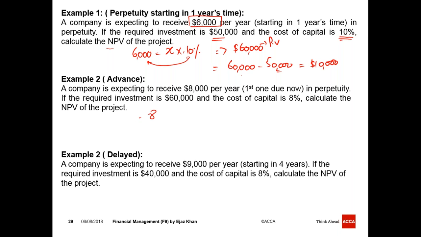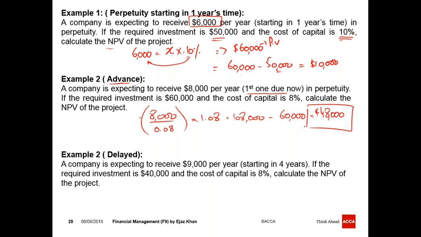So the first step will be 8,000 divided by 0.08. This will be the first step. And since it's advanced annuity, first one due now, we have to multiply it with 1.08 as well. So it will be equal to 108,000. And then we need to subtract the initial investment, 60,000, so it's $48,000 NPV.